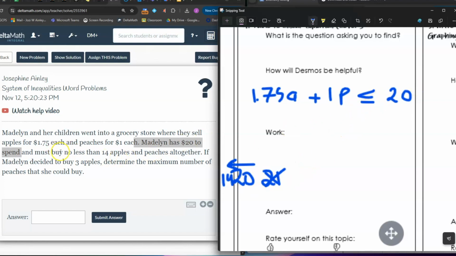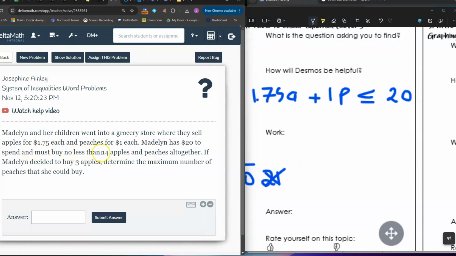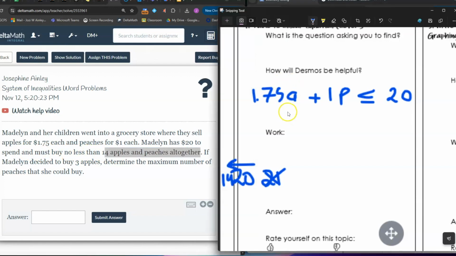Now listen to what she says: you must buy no less than 14 apples and peaches together. So what does that mean? That means apples plus peaches, 14. And what's the key word? No less. So let's think about it. Can I buy a total of 14? Yes. Can I buy 13? No, because it says no less than 14.